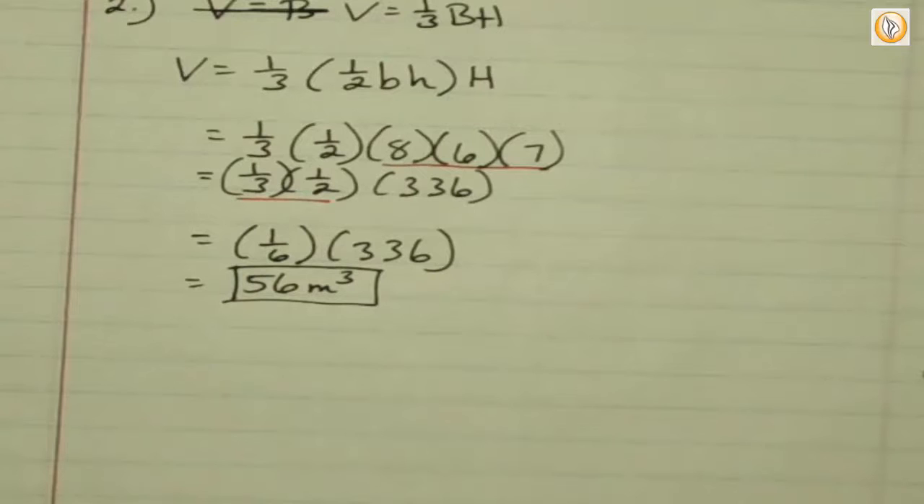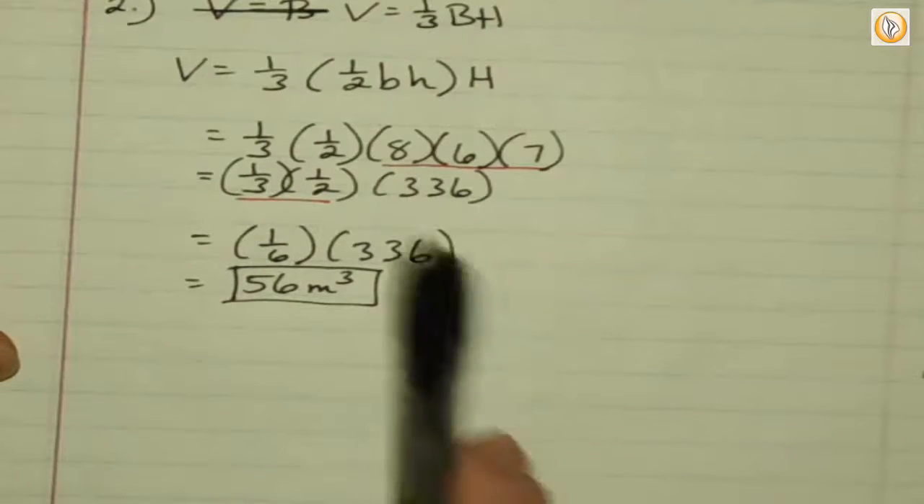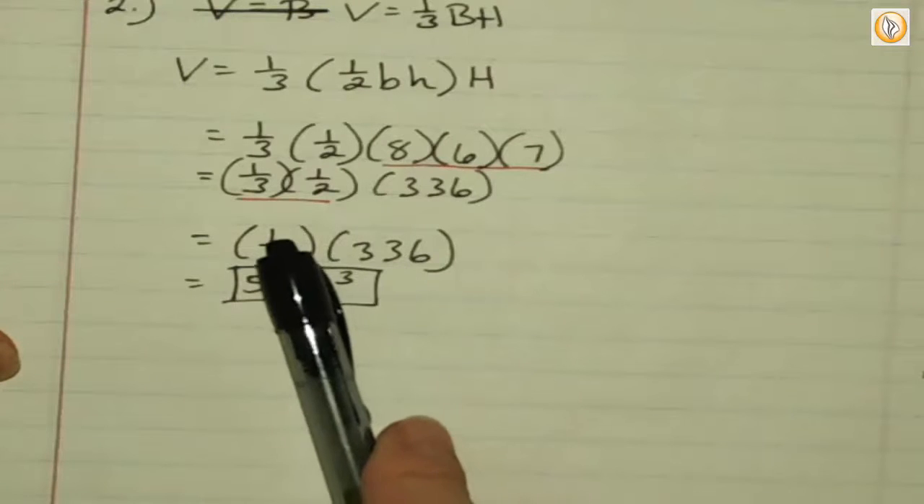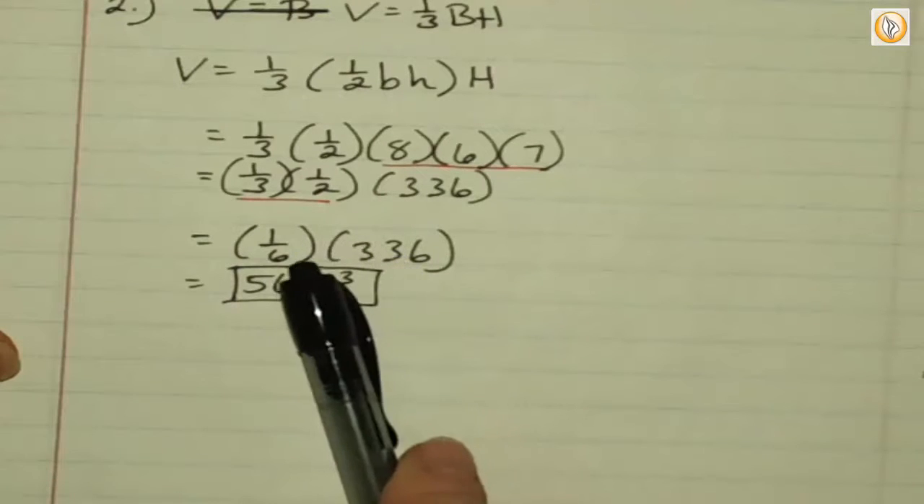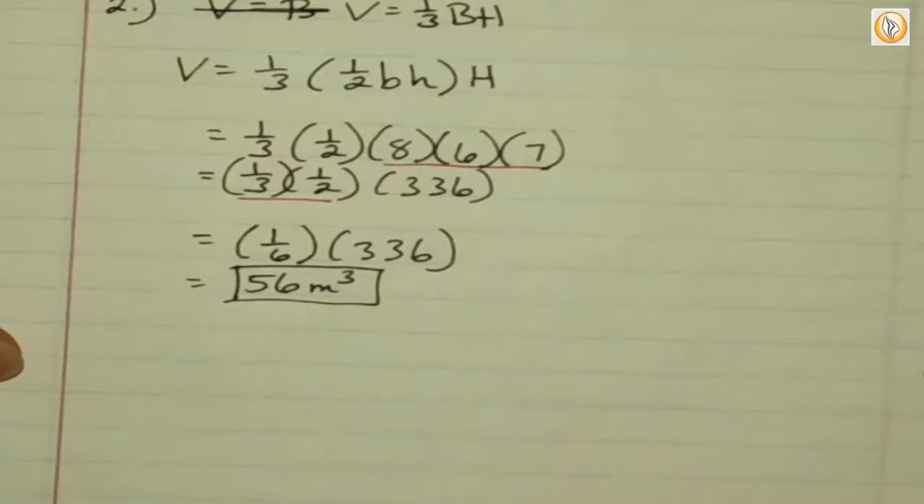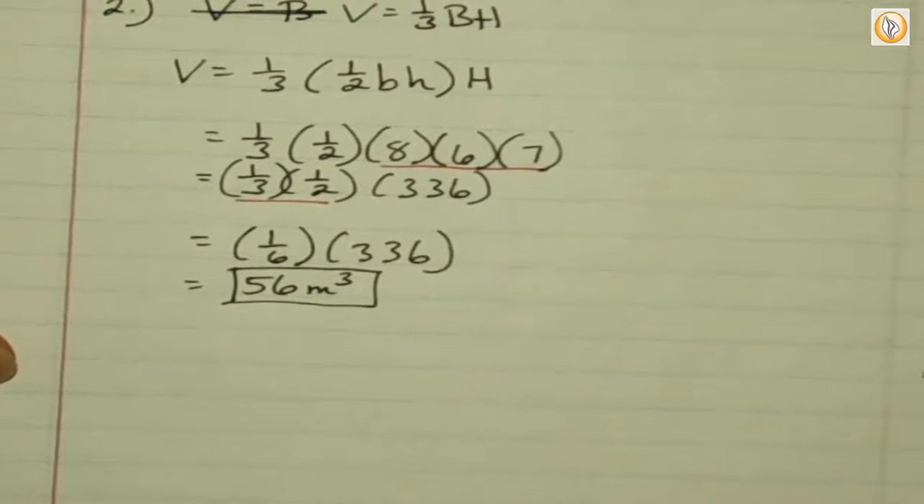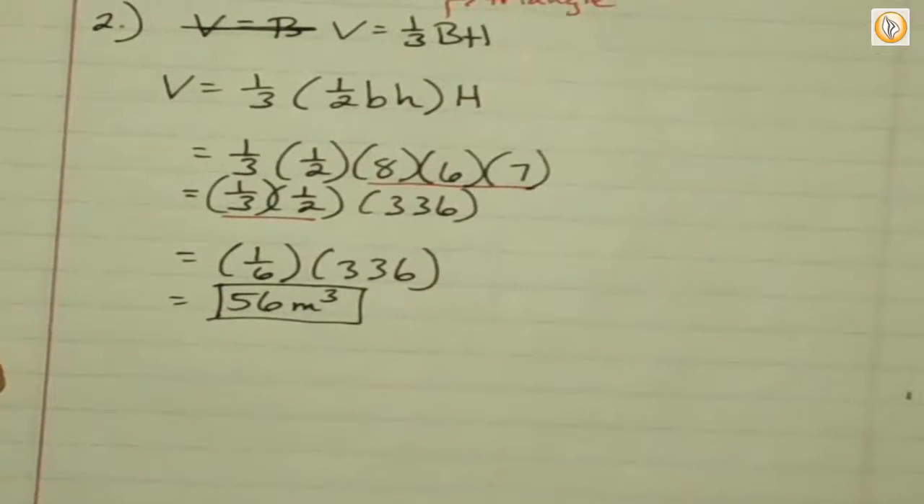Any questions? We just divide by 6, that's it. Well, this times 1 is 336, and then we divide by 6. Any questions?